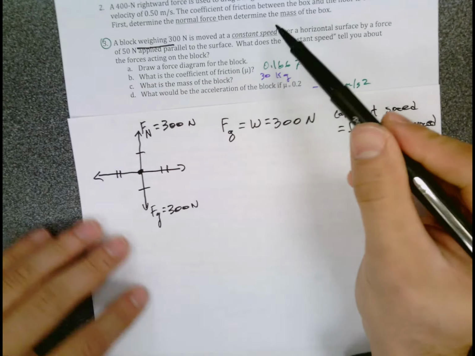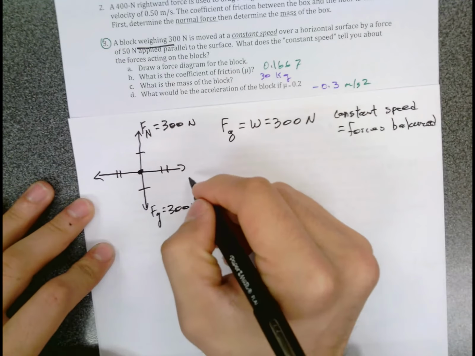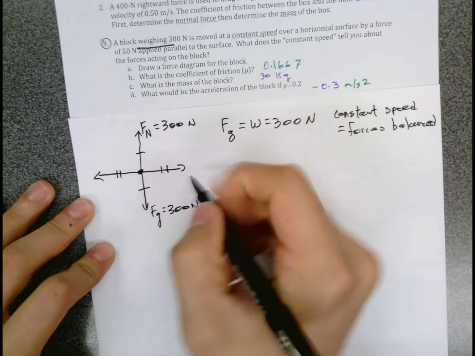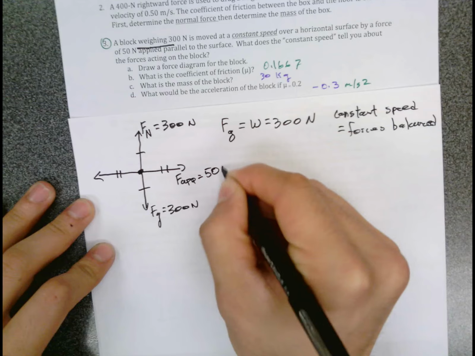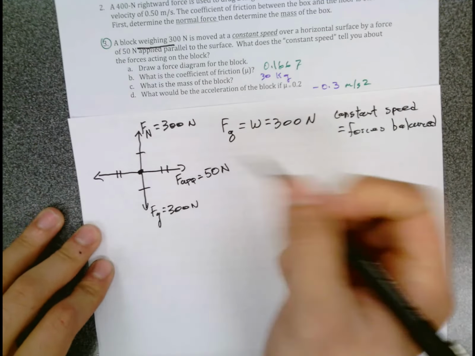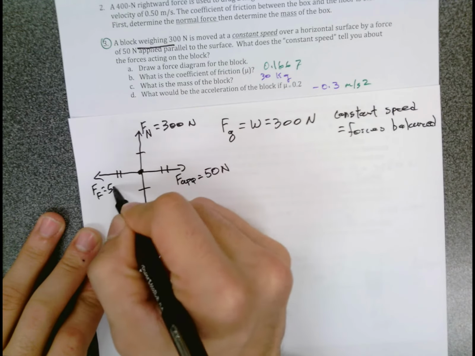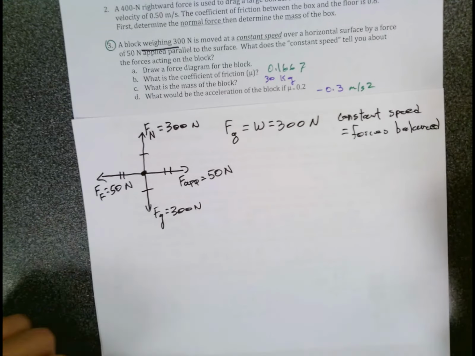Okay, keep on reading. Constant speed over a horizontal surface by a force of 50 newtons. So a force of 50 newtons applied parallel to the surface. That probably means that FAPP will be equal to 50 newtons. What does the constant speed tell you about the forces acting on the block? We just answered that. Constant speed means the forces are balanced. FAPP is equal to 50 newtons. The opposite force of friction, FF, is also equal to 50 newtons. So right here we have a free body diagram that is completely filled out.